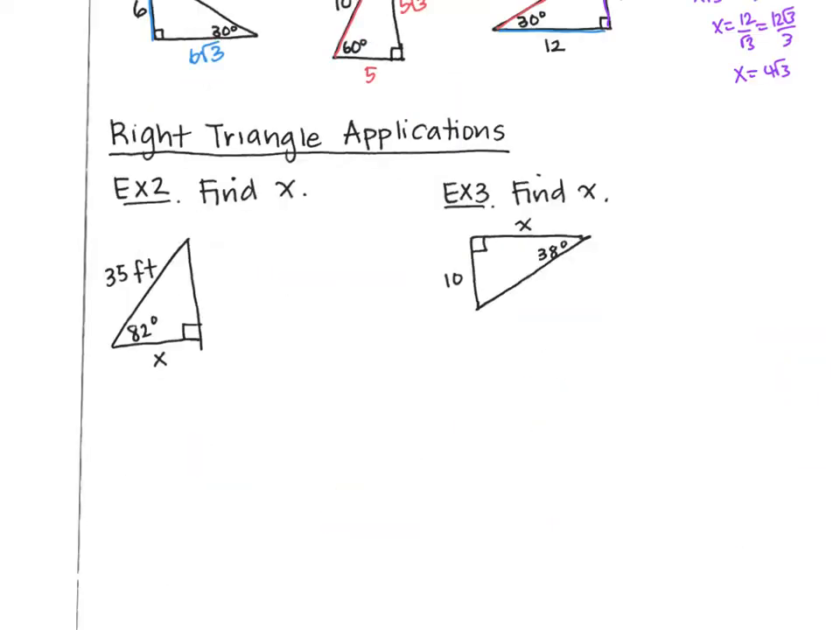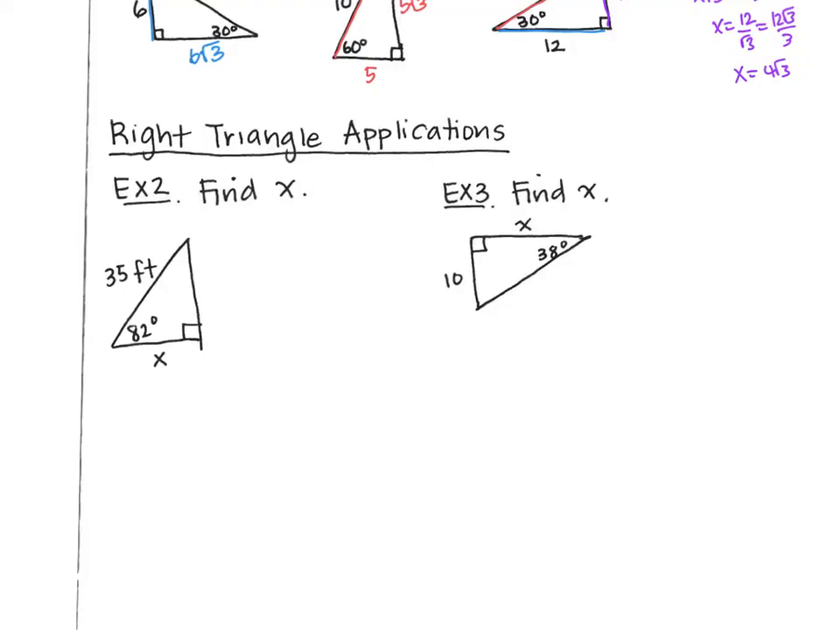Okay, now we're going to review some right triangle applications that you're going to remember from geometry class. We are using right triangle trigonometry on this, so we should be using sine, cosine, or tangent. Don't use anything that doesn't apply to right triangles.